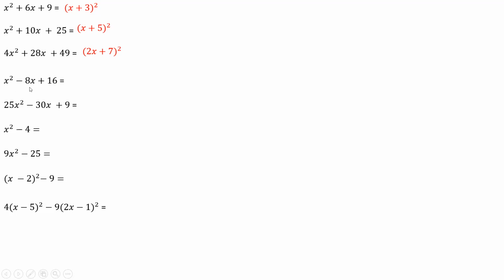x squared minus 8x plus 16. Also, we have 3 terms, no common factor. Since the second term is negative, we use remarkable identity 2, a minus b, all of it squared. a is x squared, its root is x. b squared is 16, its root is 4, so I get x minus 4, all of it squared.